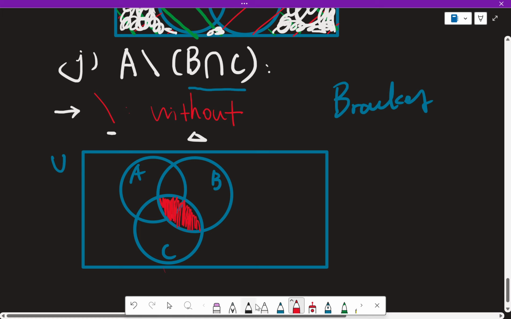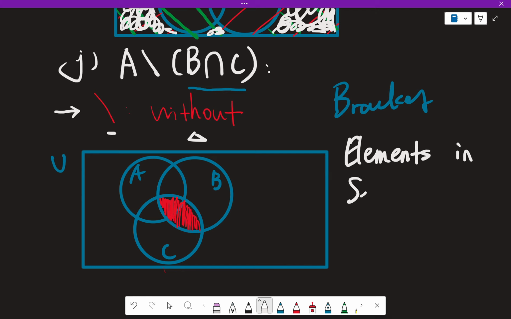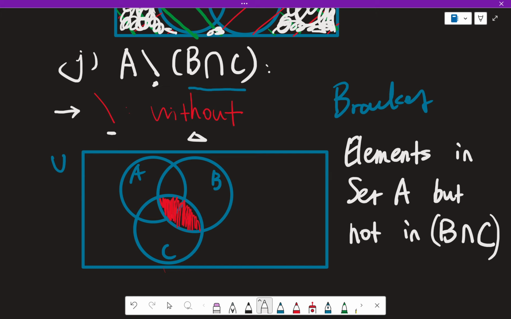That simply means elements in set A, but not in B intersect C. So without means the elements in this set, but not in this part. So let's just outline set A first. So you want any elements that is in this part, in the white circle, but not in the red paint. So that is basically anything that is in the white circle, but not the red paint. That will be anything that I am painting in green right now.